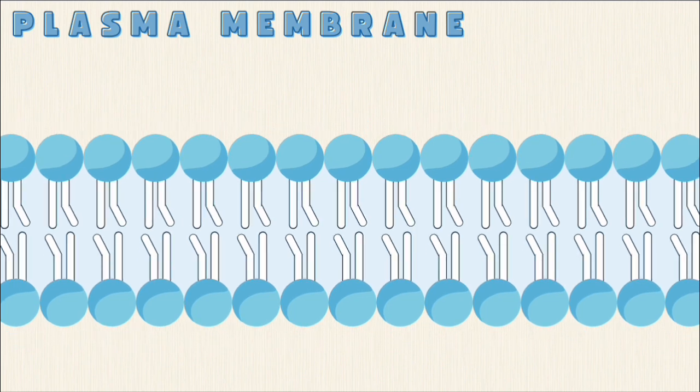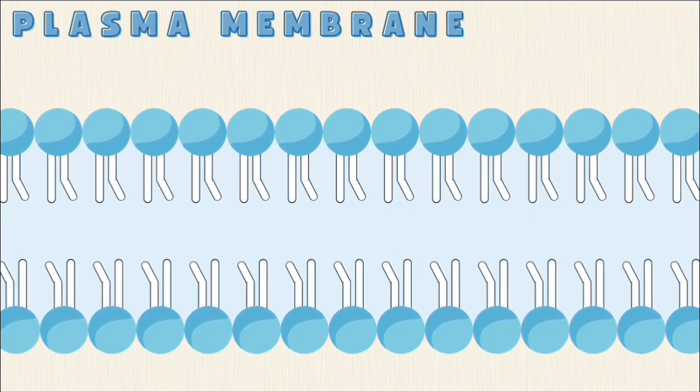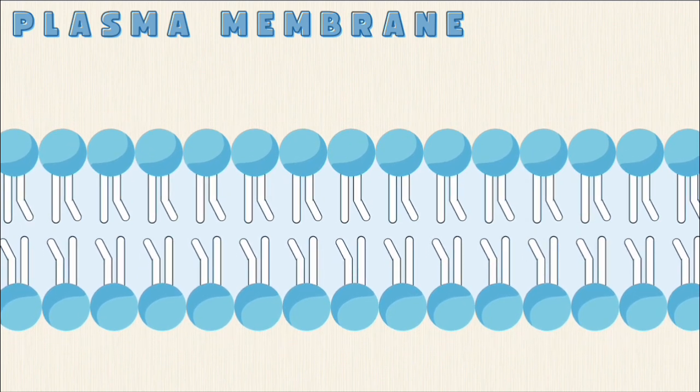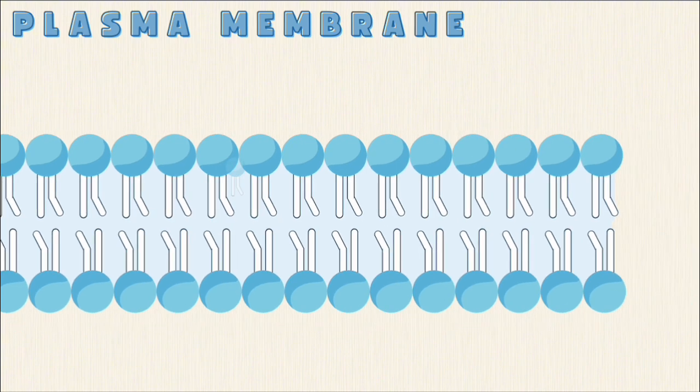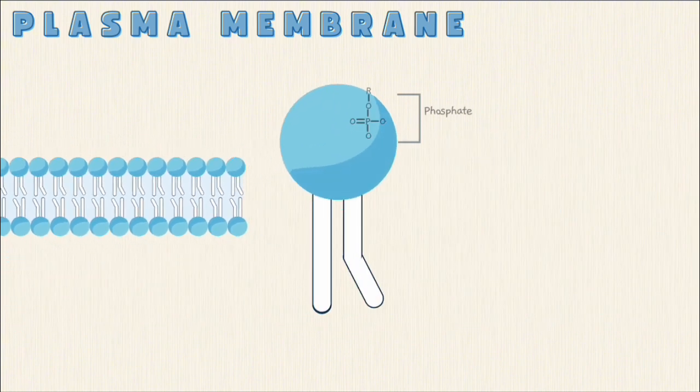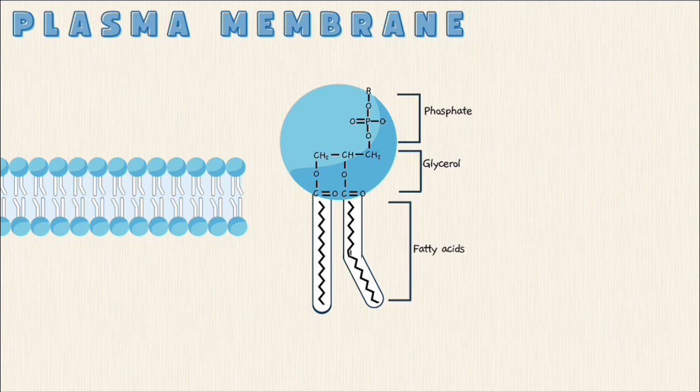The main structure of the membrane is the lipid bilayer. Imagine it like a sandwich. It has two layers of phospholipids, which are made up of a phosphate group, a glycerol backbone, and two fatty acid tails. The glycerol backbone acts like a connector. It holds the phosphate head and the fatty acid tails together, giving the phospholipid its structure.